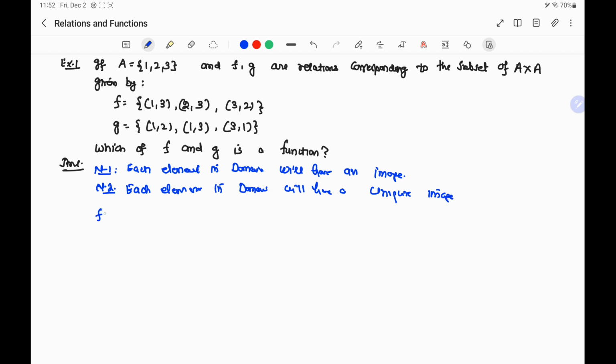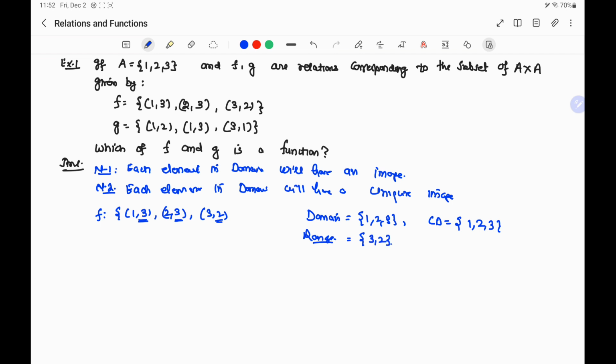Now we take the first relation f, which has the elements, in ordered pairs, (1, 3), (2, 3) and (3, 2). Here domain is the set A having the elements 1, 2, 3. Similarly, codomain is also the set A, that is 1, 2, 3. Range is the y element of the ordered pair. This is 3, 3 and 2. So range is 3 and 2.